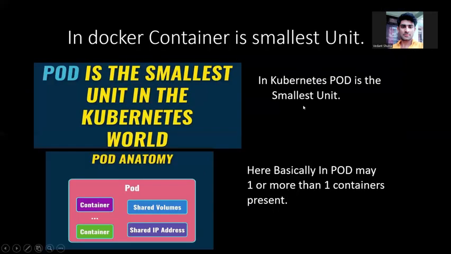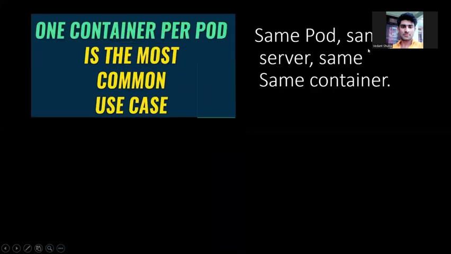What is a pod? In Kubernetes, a pod is the smallest unit. Basically, in a pod one or more containers are present. So here you can see the anatomy of a pod. Pod is the smallest unit in the Kubernetes world. Inside the pod, many containers are present. They share their volumes and they share IP addresses. In simple terms, same pod, same server, and same container.